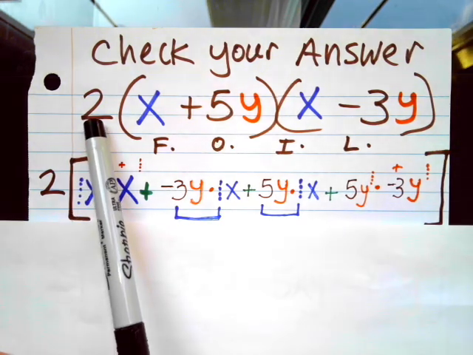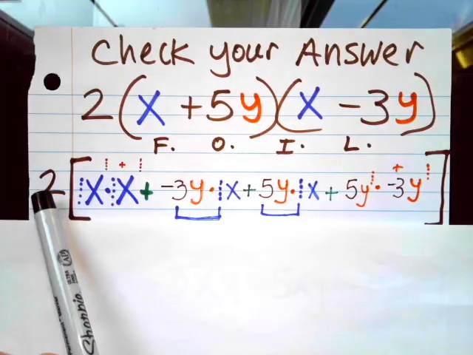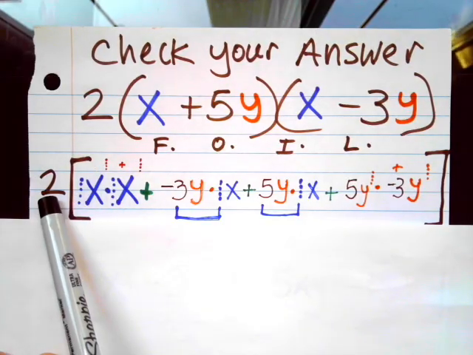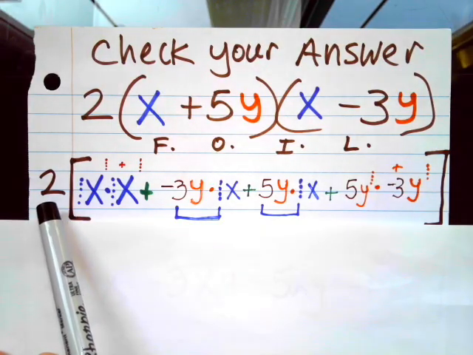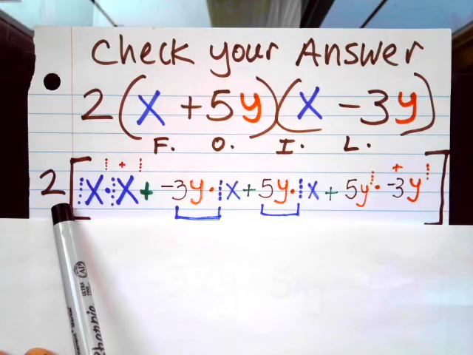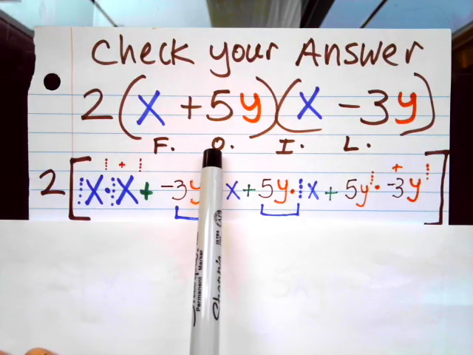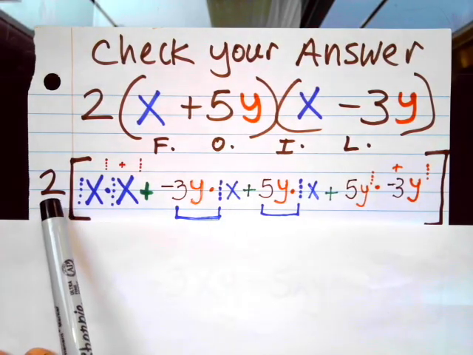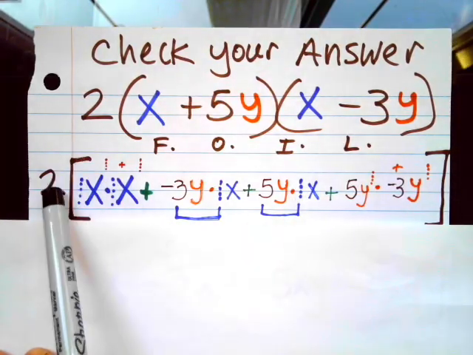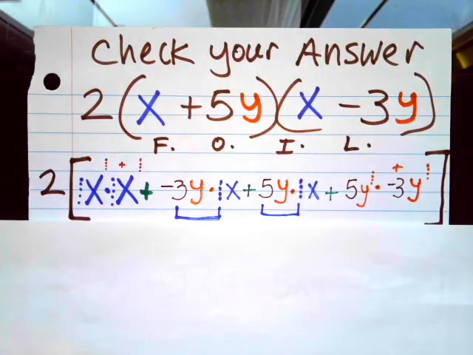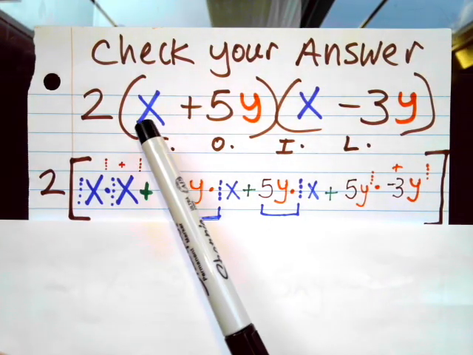One thing I want to point out is that I'm going to leave this 2 outside of the parentheses, and I'm going to perform what's called the distributive property in one of my last steps in checking my answer. First, I'm going to FOIL, then I'm going to distribute, or multiply, 2 times each of these terms. So that 2 stays outside the parentheses and will be one of my last tasks.